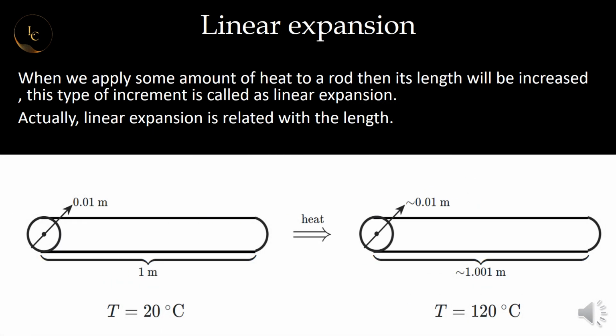Let's talk about linear expansion. When we apply some amount of heat to a rod, then its length will be increased. This type of increment is called the linear expansion. Actually, the linear expansion is related with the length. As you can see in the picture as well, at 20 degrees Celsius, the length of the rod is 1 meter. But after supplying heat at 120 degrees Celsius, the length of the rod changes and it becomes 1.001 meter.